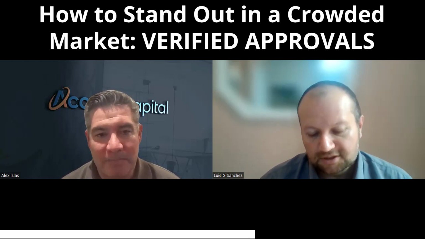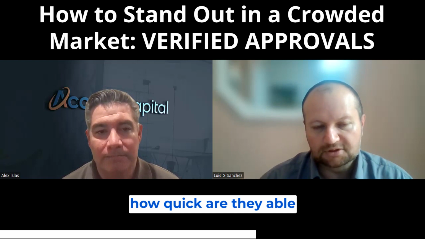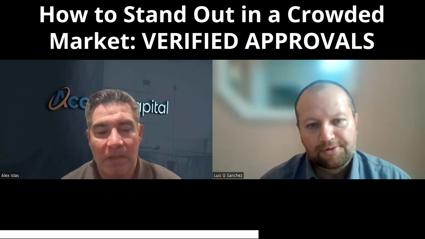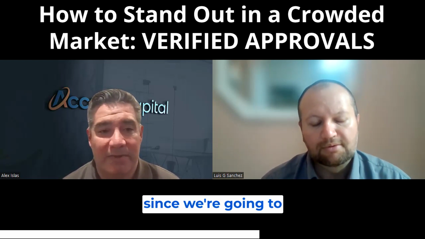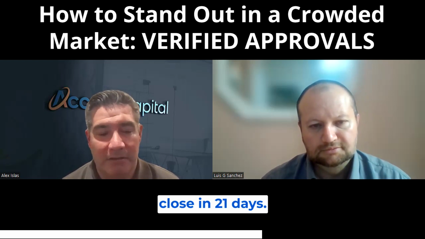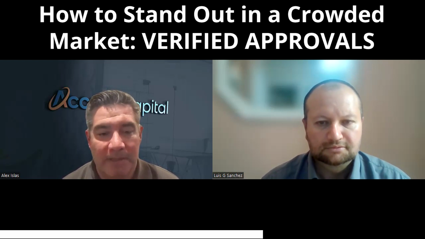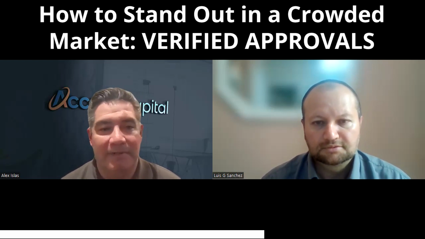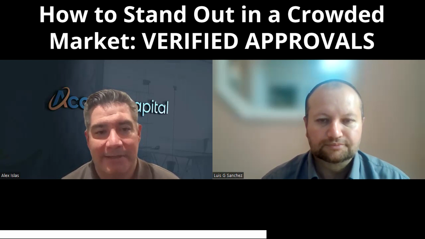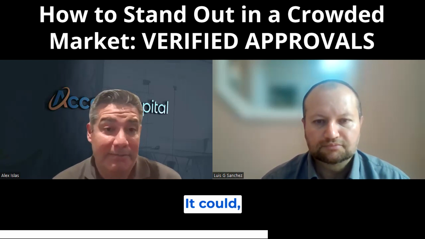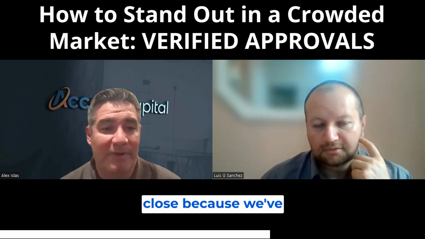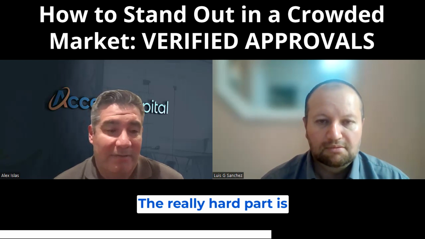Okay. How quick are they able to put their offer in, in terms of the number of days for the escrow period? Well, since we're going to have the verified approval, we could potentially close in 21 days. VA appraisals can take a little longer sometimes, so I'm not going to say they'll be done in 15 days. It could. We just don't know. But 21, I feel comfortable with, knowing that we can close.